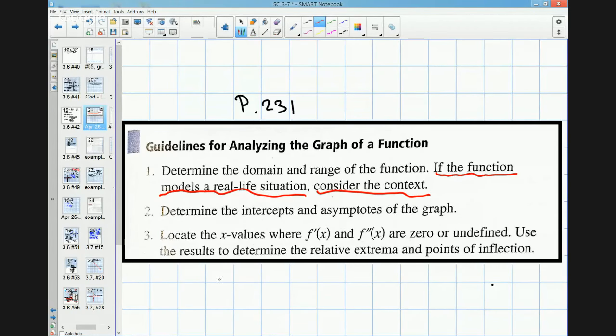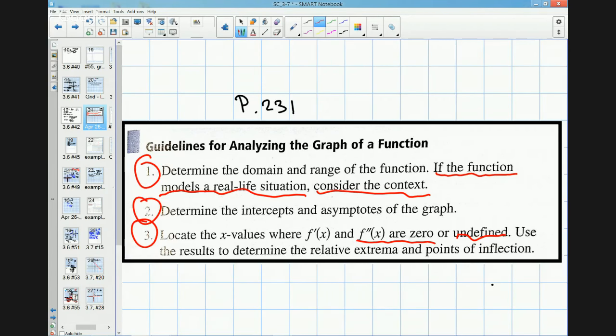And then number 3 says, hey, you can use your derivatives too to help you out. It says locate the values where the first derivative is 0, and that'll tell you if there's a relative high or low. And this is cool. Don't forget to check where the second derivative is 0 too, or undefined. Why? Because when the second derivative is 0, then you've got a point of inflection. And that's an important thing to know. That's where the graph kind of turns directions. So this is a good list. I would say keep your eye on this as you work on the next section.